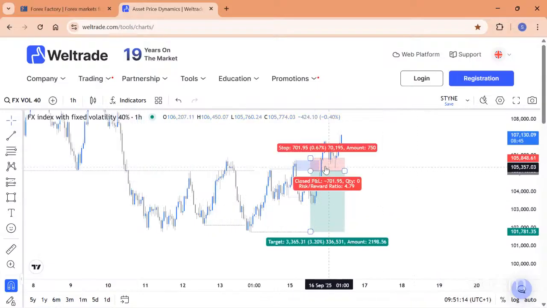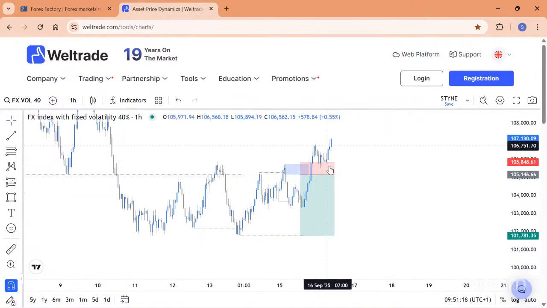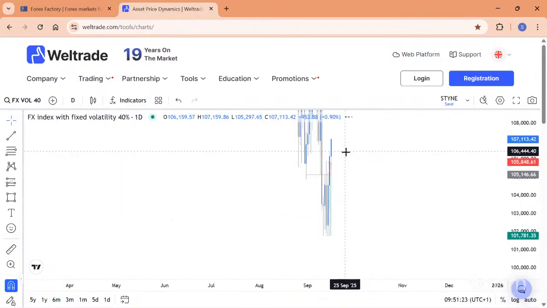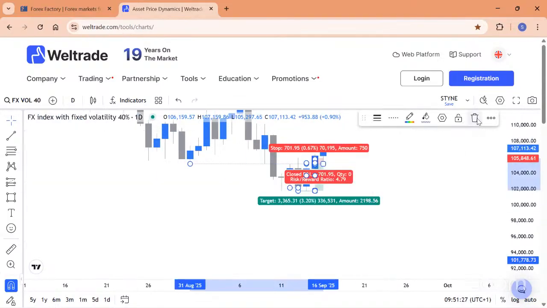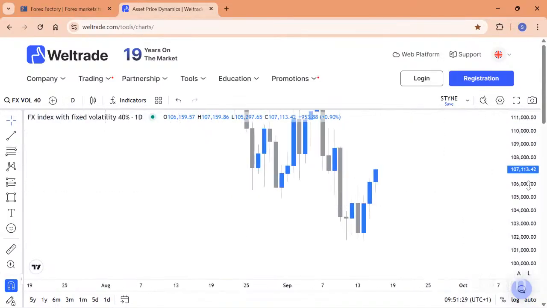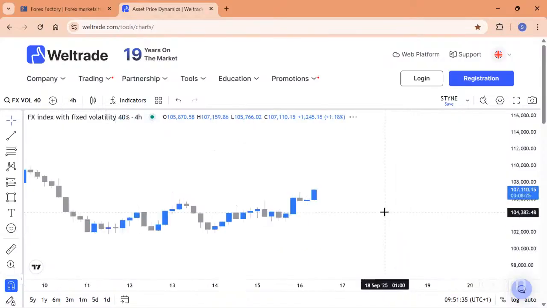You see that my SL is an invalidation zone. That if price comes to take that invalidation zone, it means it wants to start going to the upside. Is that okay? So that was a very nice trade on FX 40 that hit stop loss. Is that okay?